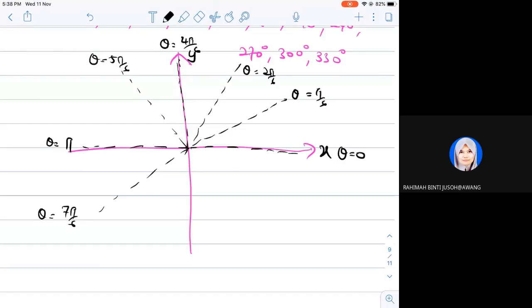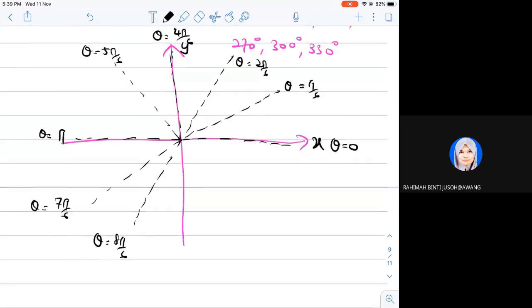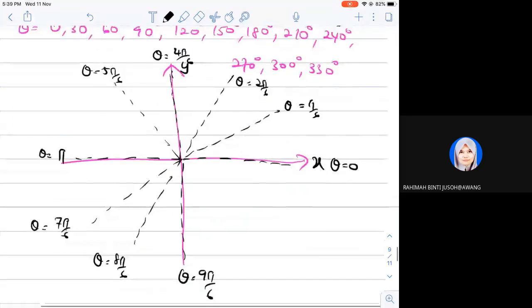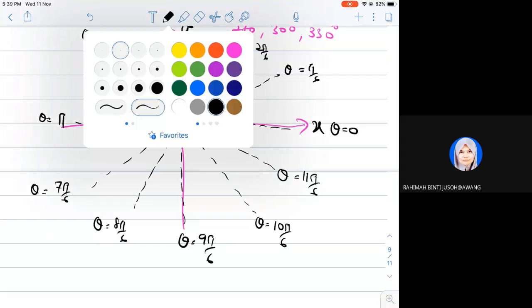So here, 8 pi over 6, and then you have 9 pi over 6, or 3 pi over 2, somewhere here. 3 pi over 2, plus 10 pi over 6, somewhere here. 10 pi over 6, and then here theta equals 11 pi over 6. So here, these are the petals.